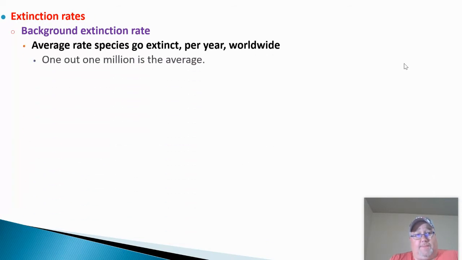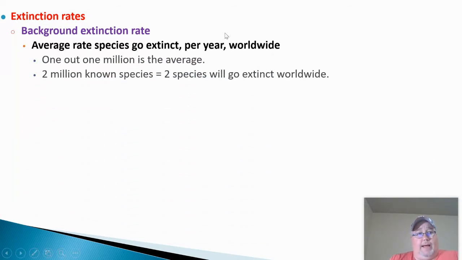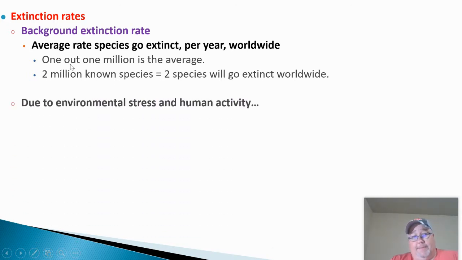A couple more things here about species I just want to make sure you're aware of. Extinction. Obviously, when we talk about a species, one thing that comes to mind is extinction, because species can go extinct. This is called the background extinction rate. The background extinction rate basically tells us what happens just normally. On average, 1 out of 1 million species will go extinct worldwide every year. 1 out of 1 million. And again, that's just normal.